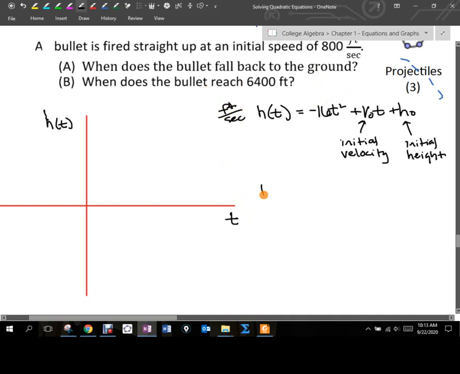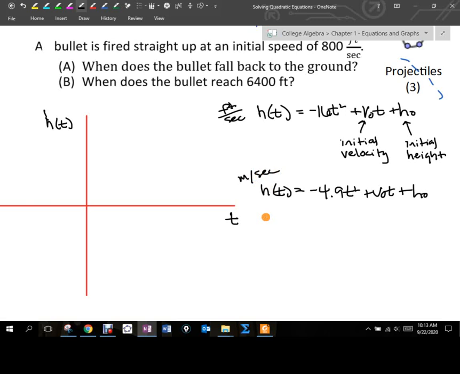The other one is h of t is equal to negative 4.9t squared plus v naught t plus h naught, and that one is in meters per second. Negative 9.8 meters per second squared is the acceleration due to gravity in meters. You just got to pay attention to the units that they're talking about. A lot of times in WebAssign, they will tell you, hey, use the negative 16t squared plus v sub naught t plus h sub naught formula.